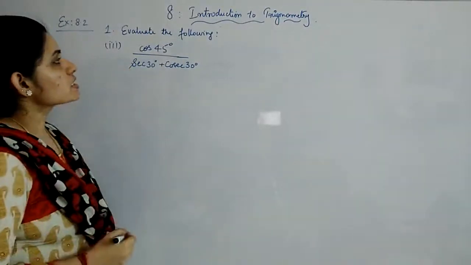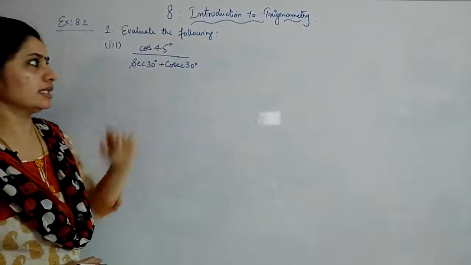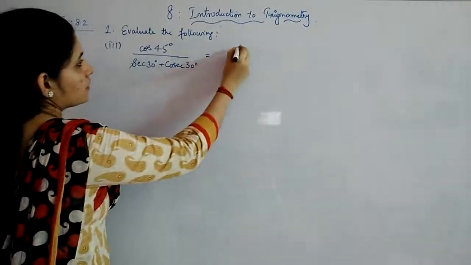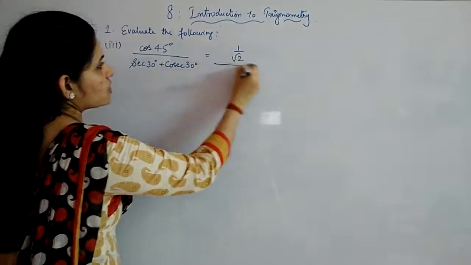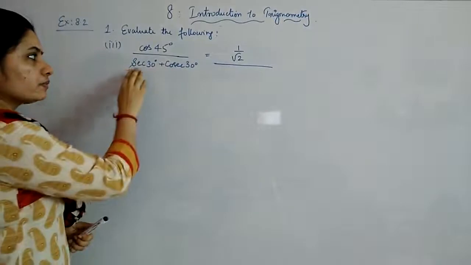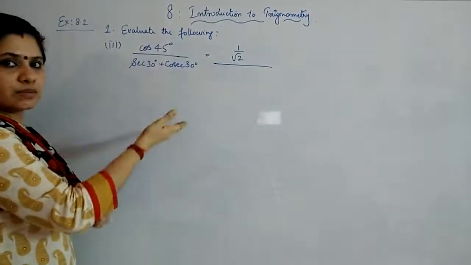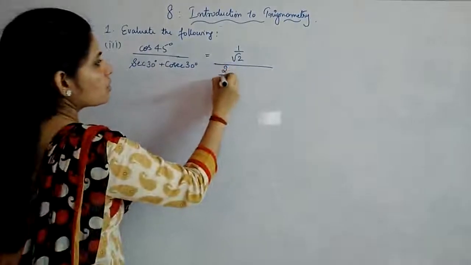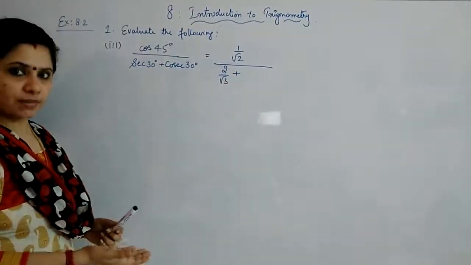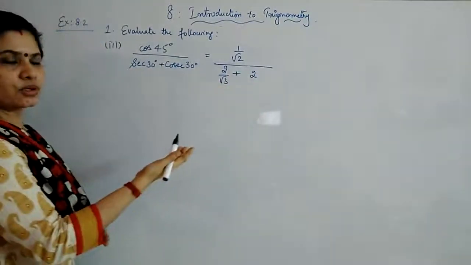Third subdivision is cos 45 degree divided by sec 30 degree plus cosec 30 degree. So what is cos 45? It is 1 by root 2, divided by sec 30. For sec 30 you can just see what is cos 30. Cos 30 is root 3 by 2, so sec 30 will be the reciprocal, that is 2 by root 3, plus cosec 30. Sin 30 is 1 by 2, so cosec will be 2. Take the reciprocal of sine.